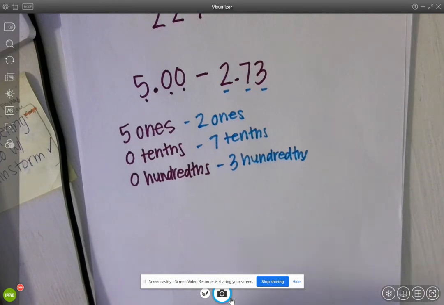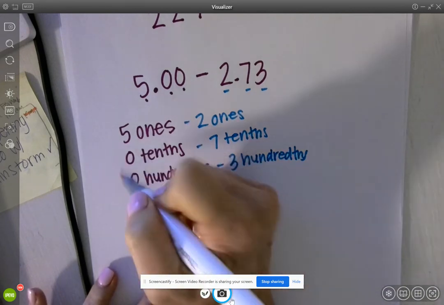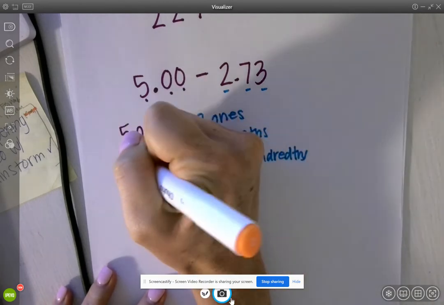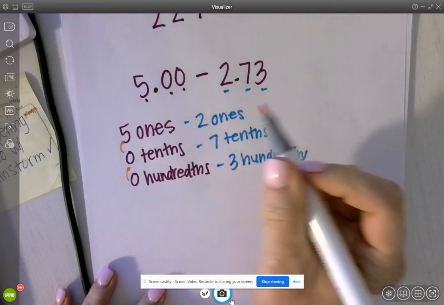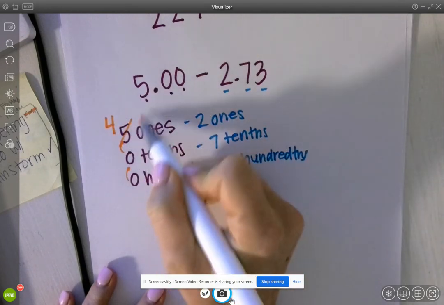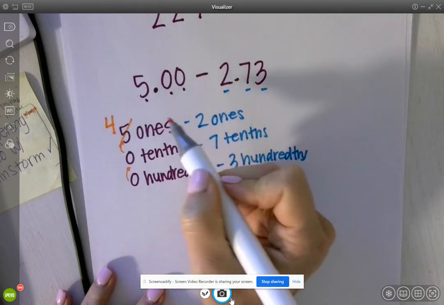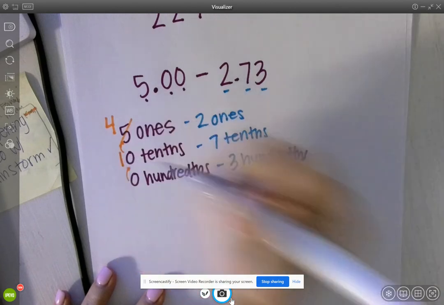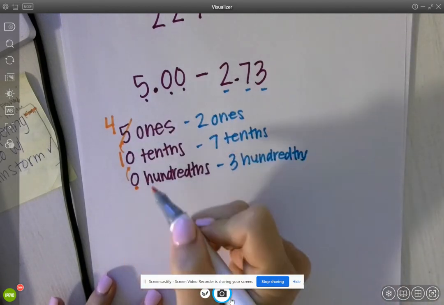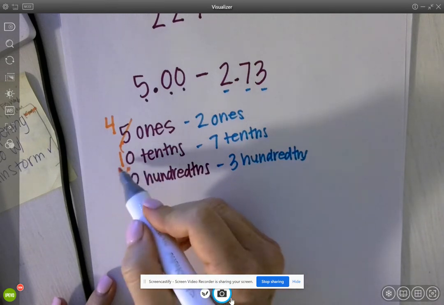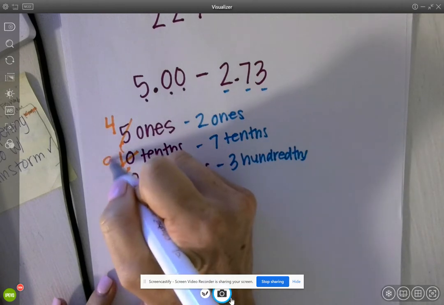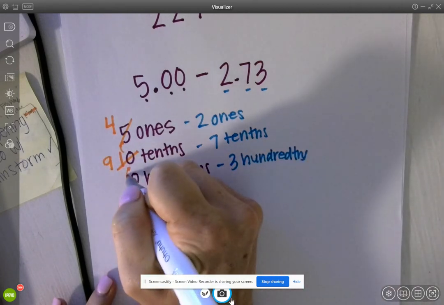So I'm going to start with the hundredths, and I need to borrow from these tenths, but there's none there, so I have to borrow from the ones place. So the 5 is going to become a 4. So I'm taking away 1 one, which would give me 10 tenths. I'm still trying to get to this place value though, so now I can borrow from 10 tenths, and that would change to 9 tenths and 10 hundredths.